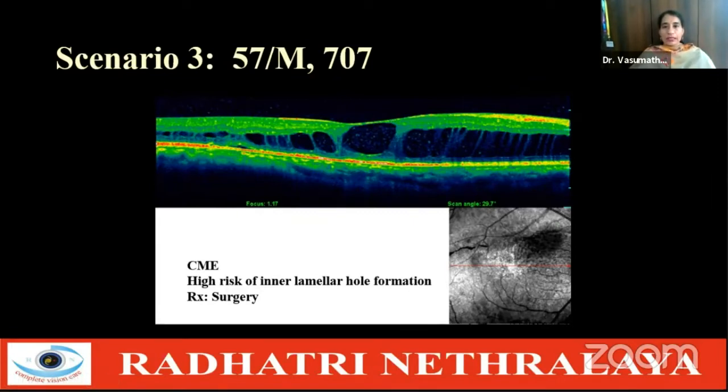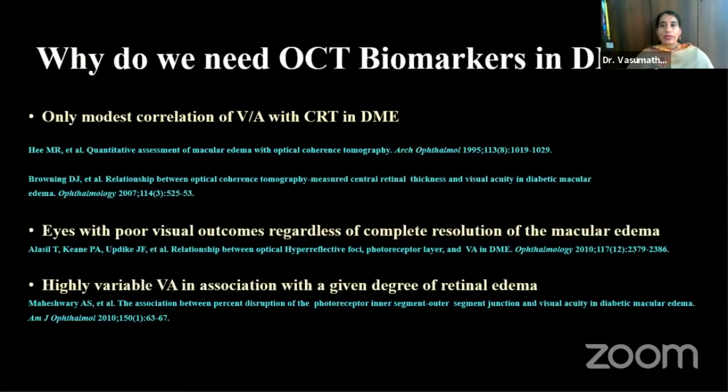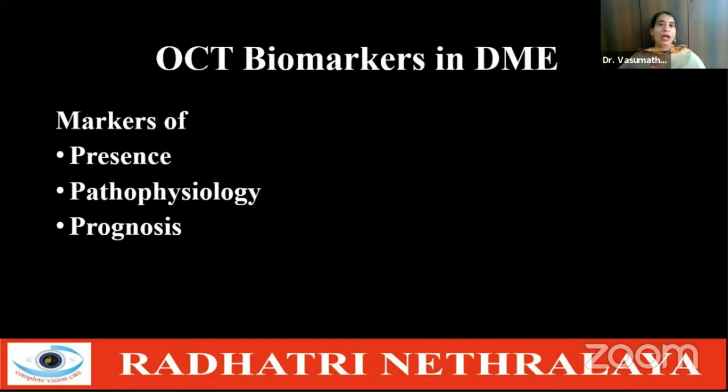And nowadays, we have a lot of excitement about OCT biomarkers in DME. And why do we need that? Because we have found out that central retinal thickness is not a very good indicator of how the patient is going to progress. And there's only a modest correlation of the visual acuity with the DME. OCT biomarkers can mark the presence, pathophysiology, and prognosis of DME.